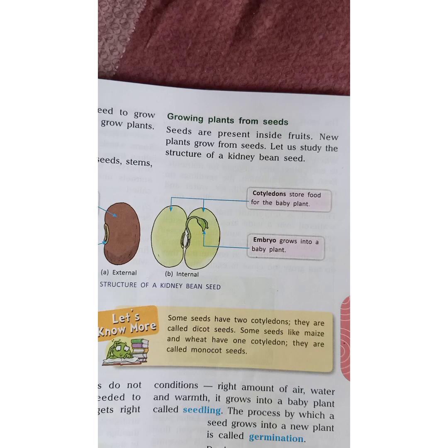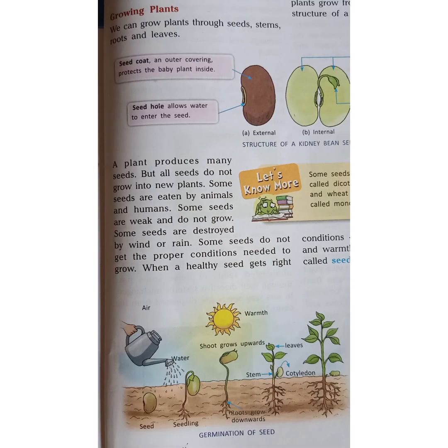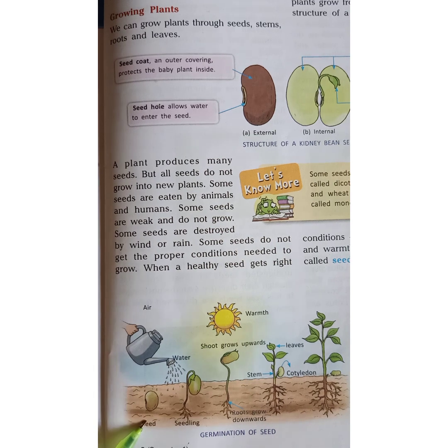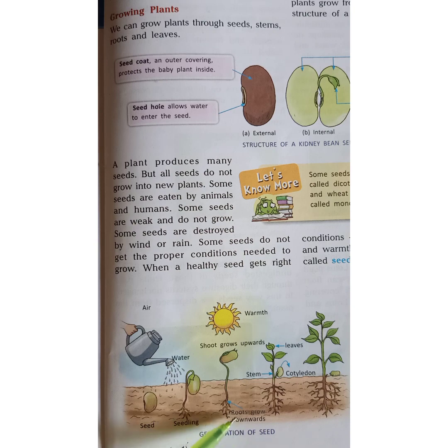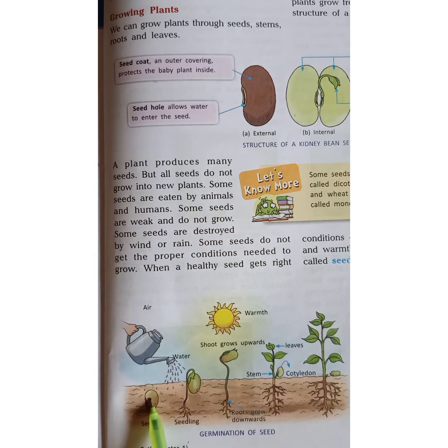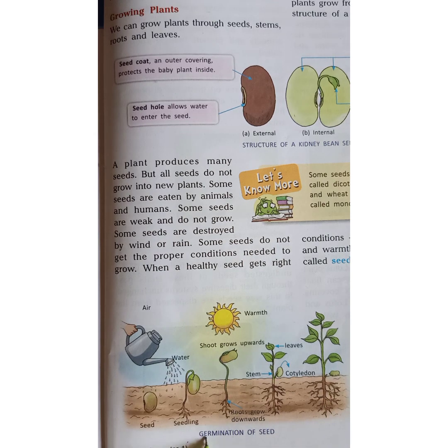Now let me explain the process of germination here through a diagram. What is germination? The process by which a seed grows into a new plant is called germination. You can see here a seed. When it is getting sunlight, water and minerals from the soil, it is growing. Roots grow downwards and the stem grows upwards. You can see up to here that it has grown into a plant, how it grows. This process by which a seed grows into a new plant is called germination of seed.